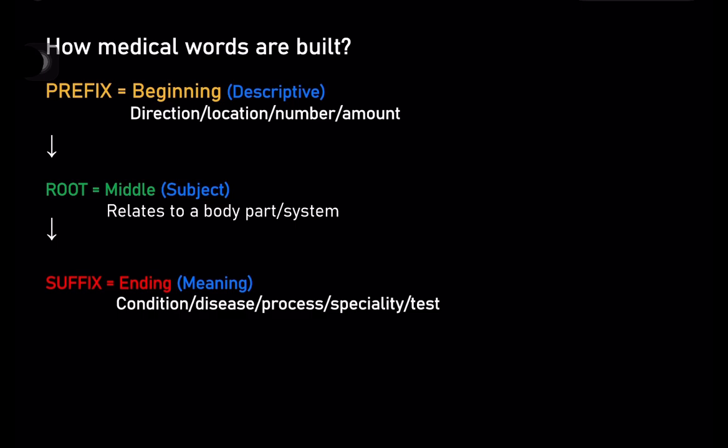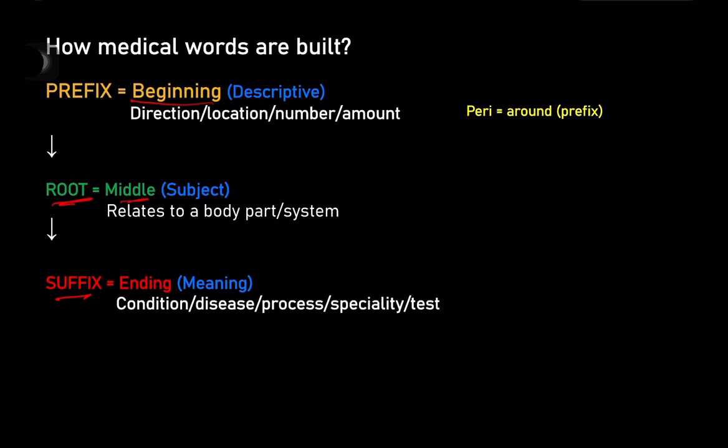So what is a prefix? A prefix comes at the beginning of a medical term, and it describes direction, location, number, or amount of something. The root word is the middle word, and that's the subject. It relates to your body part or the system that we are addressing. And the suffix is the ending of that medical term, and it means a condition, a disease, a process, a specialty, or a test. Now let's look at an example.